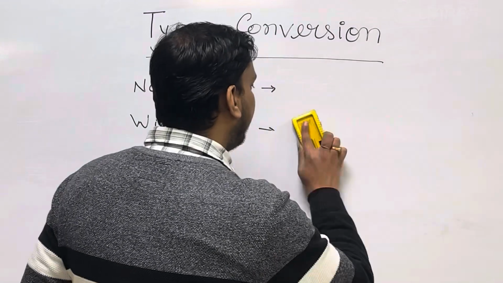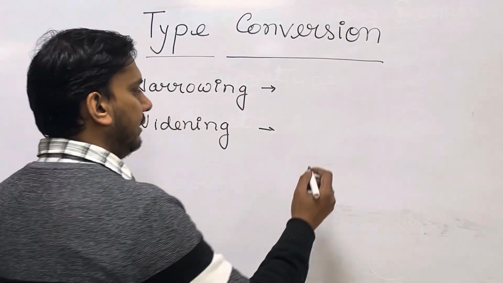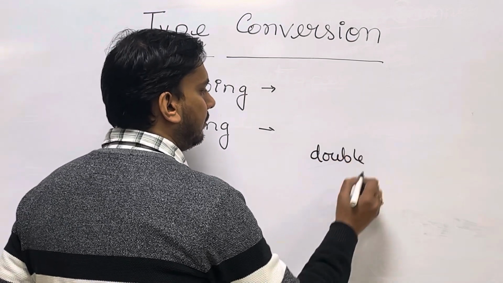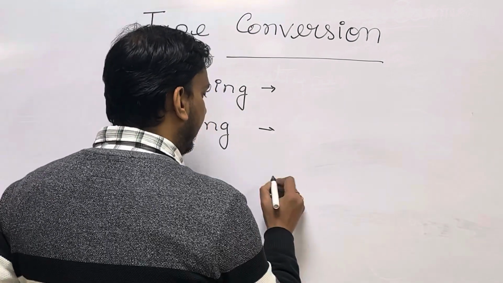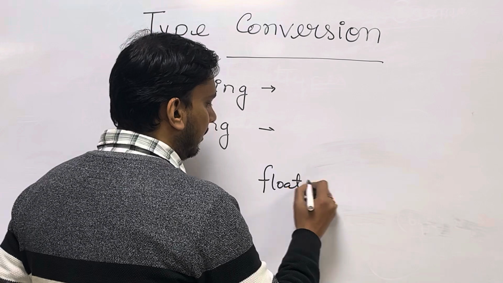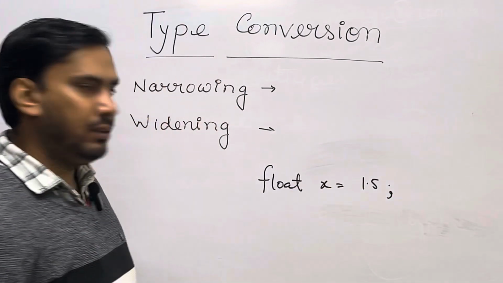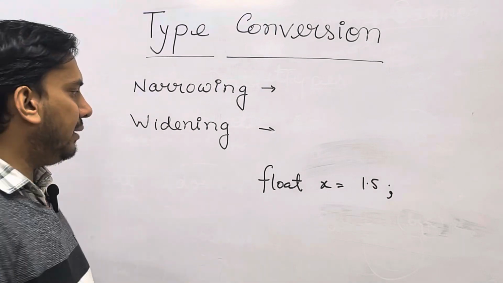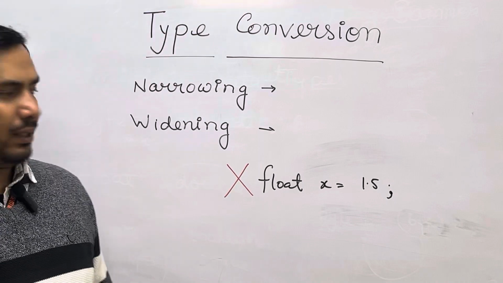Similarly, if I have to write here, let us say I am writing here float x is equal to 1.5. So what will happen in this case? This statement will give you compilation error. This is not correct. Why?